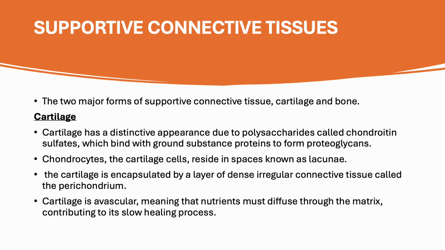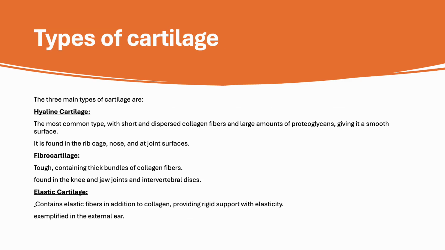As for types of cartilage, there are hyaline cartilage, fibrocartilage, and elastic cartilage. So you can just peruse through the types a little bit. Hyaline cartilage is the most common type, with short and dispersed collagen fibers, and has a large amount of proteoglycans. We can see it most in the rib cage, nose, and at joint surfaces.